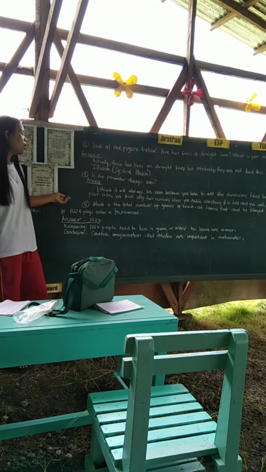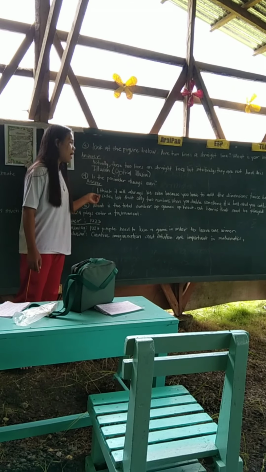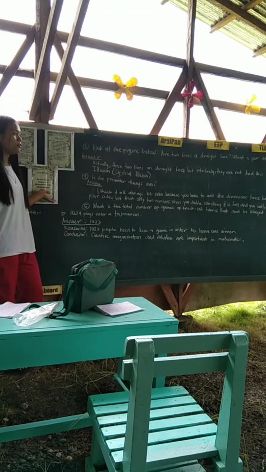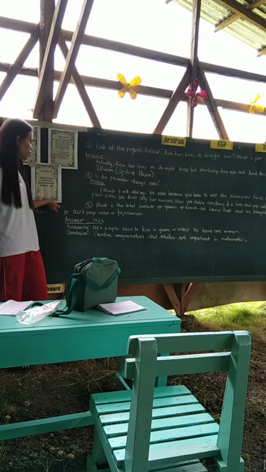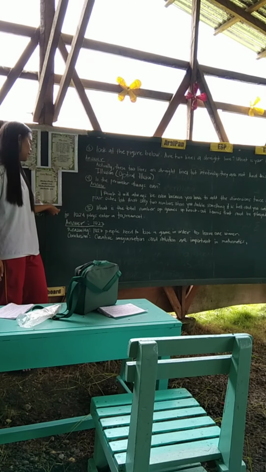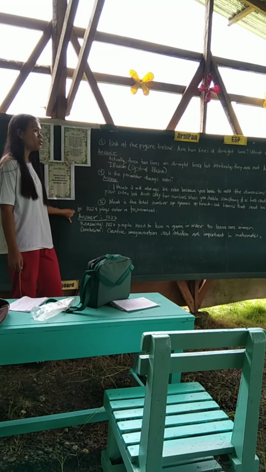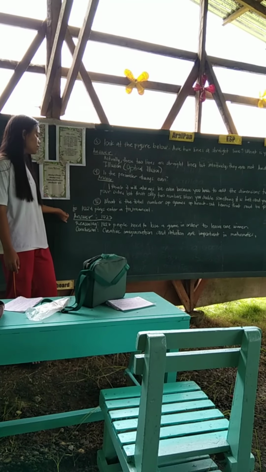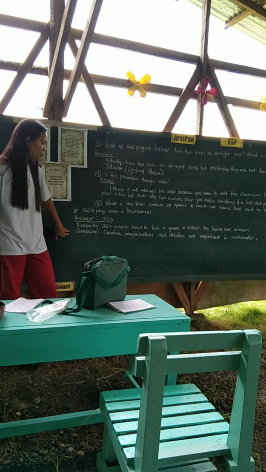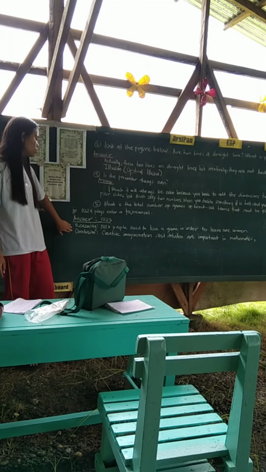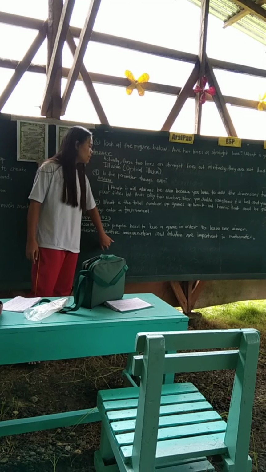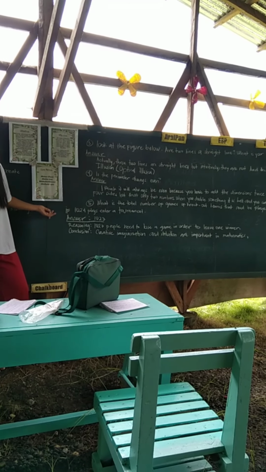Number 5. What is the total number of games of knockout tennis that must be played to find a winner if 1024 players enter a tournament? Answer: 1023. Reasoning: 1023 people need to lose a game in order to leave one winner. Conclusion: creative imagination and intuition are important in mathematics.